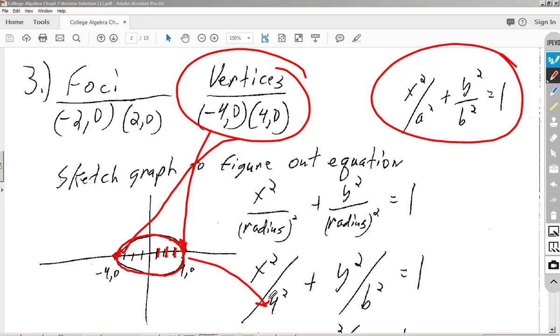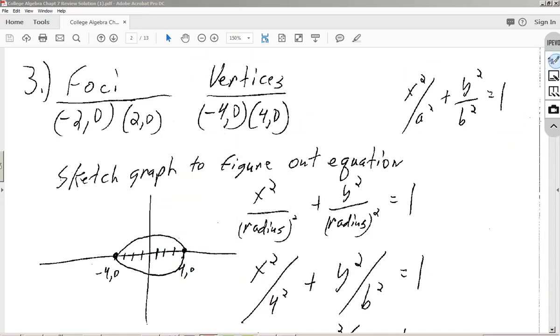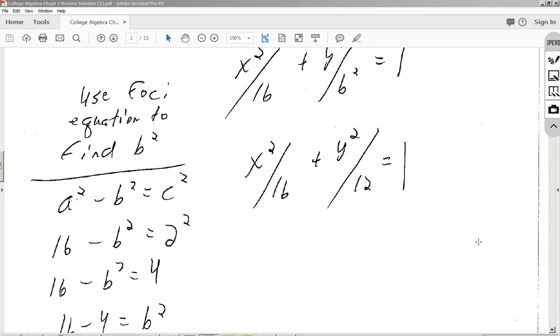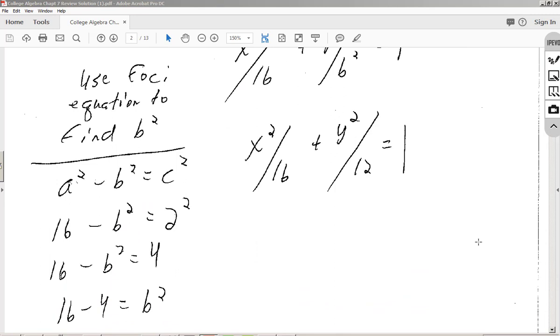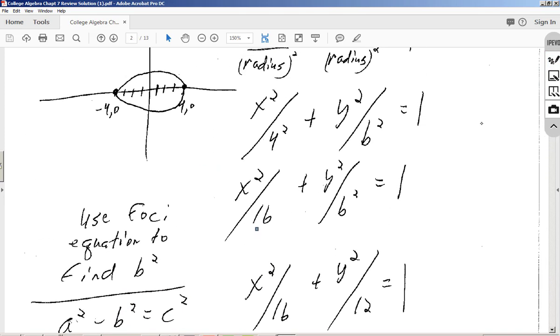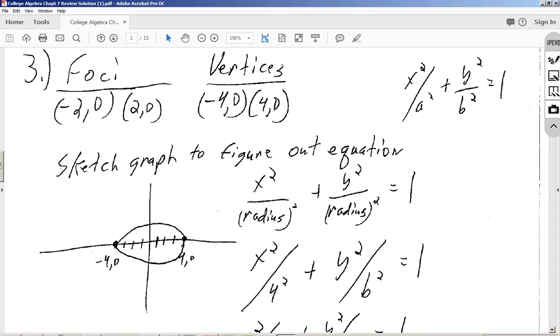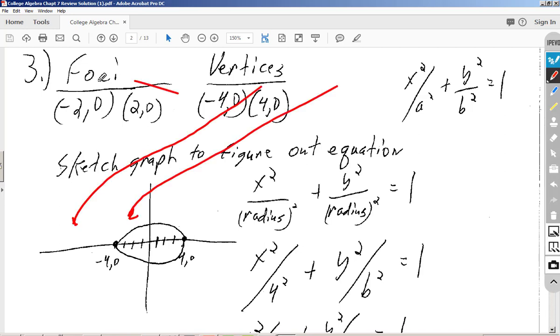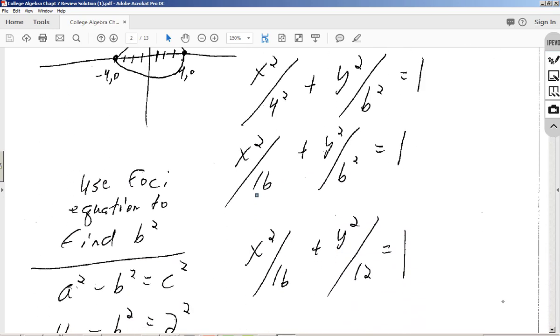Now to find the radius of my minor axis, I'm going to have to use my foci formula. Using my foci formula, I've got a squared minus b squared equals c squared. So here is my a, so that's going to be 16. b is what I'm looking for, and c is going to be that distance from the center to the focus. Again, if we scroll up, our foci were at (-2, 0) and (2, 0). So I'm just going to substitute those numbers in, substituting in that 2.